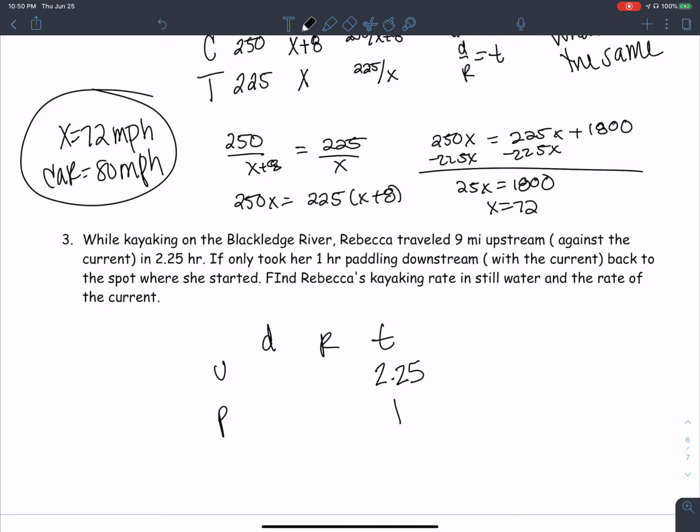Now, here's what's interesting, right? So we have the rate of Rebecca. So we have Rebecca in this kayak. Now we have her in the water and the current. So Rebecca is paddling, and the current, when she's going upstream, okay, is slowing her down. So Rebecca minus the current slows her down, okay? When she's going downstream, why did I put plus? It speeds her up. So that's why she goes faster, okay?